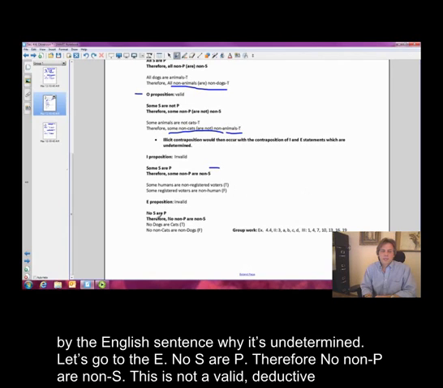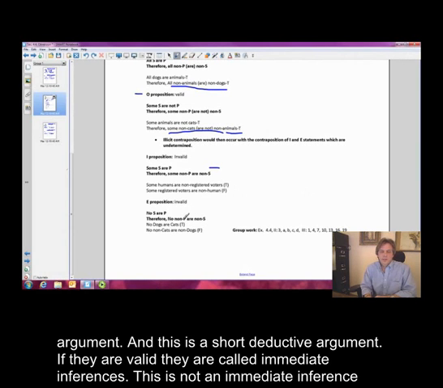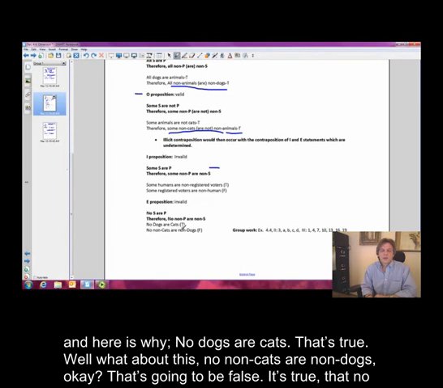Let's go to the E. No S are P, therefore no non-P are non-S. This is not a valid deductive argument, and this is a short deductive argument. If they're valid, they're called immediate inferences. This is not an immediate inference, and here's why. No dogs are cats. That's true. Well, what about this? No non-cats are non-dogs. Okay? That's going to be false.